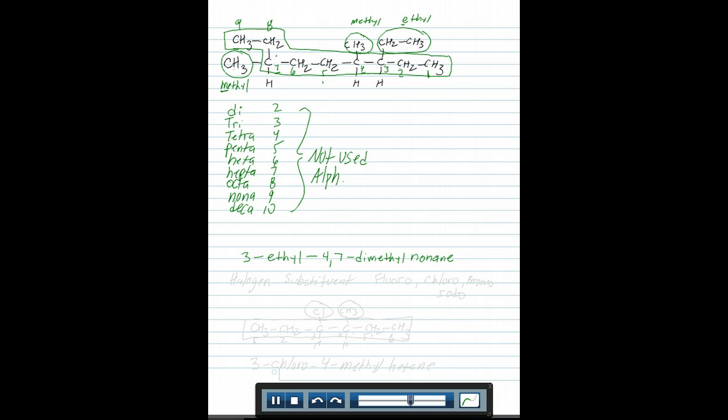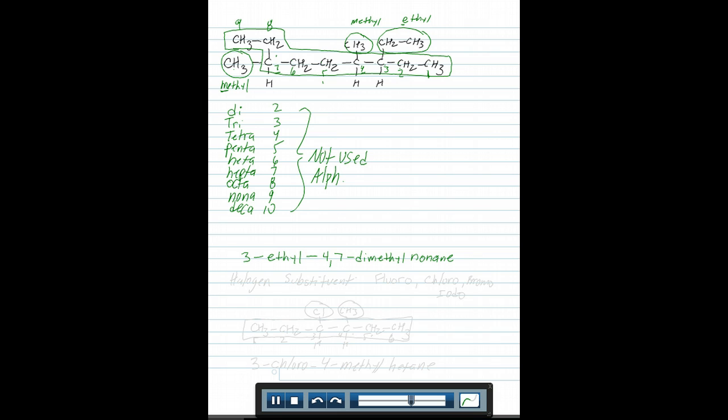Okay, so 3 ethyl, go over it again. 3, because the ethyl group alphabetically is first, it's on the 3rd carbon. You got your 2 methyls, one of them is on carbon 4, the other one is on carbon 7. So it's 4, 7. Commas are between numbers. Hyphens are between numbers and letters. Dimethyl nonane. Okay?